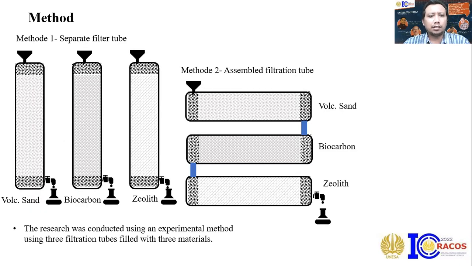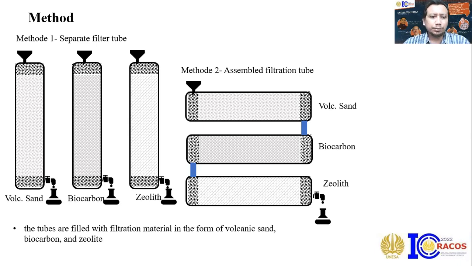The method of the research uses two methods. The first method uses separate filter tubes, and the second method uses assembled filter tubes. The research was conducted using an experimental method using 3 filtration tubes filled with 3 materials. The tubes are filled with filtration material in the form of volcanic sand, biocarbon, and zeolite.